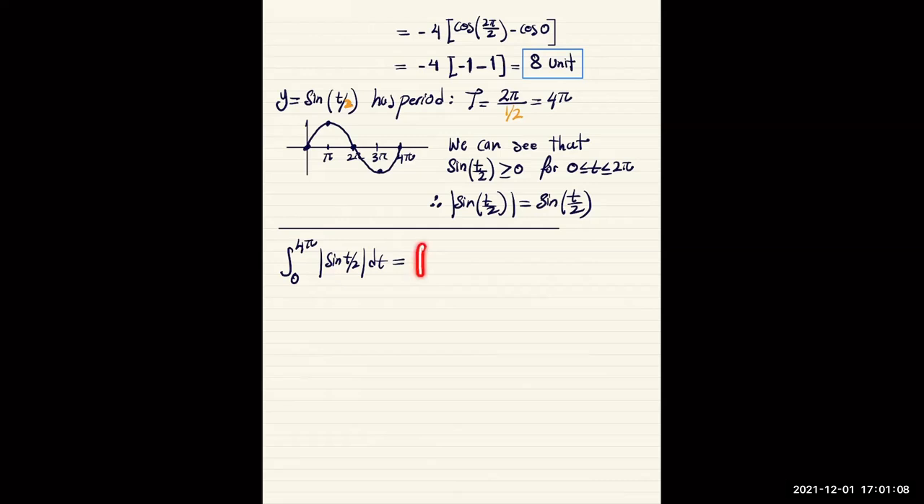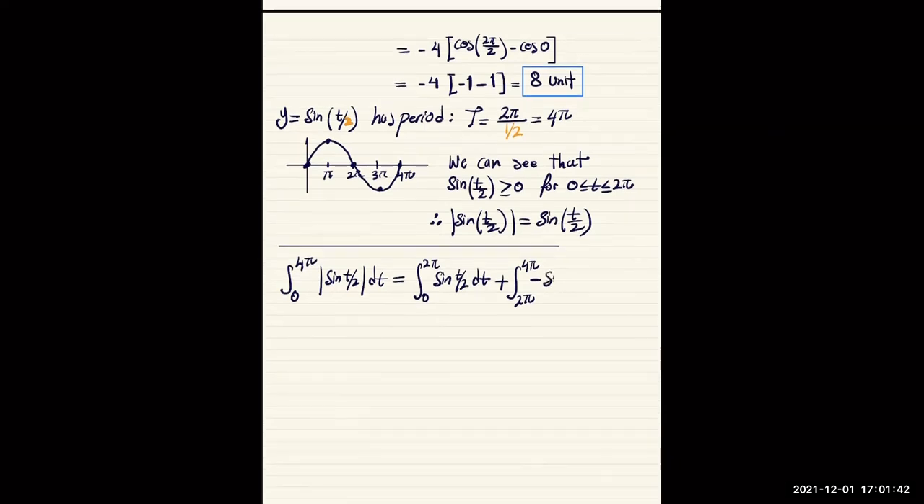You do the integral from 0 to 2 pi of sine of t over 2, and add that to the integral from 2 pi to 4 pi. Now, since here sine is below the x-axis, it's negative, you have to multiply it by another negative. Absolute value of sine of t over 2 becomes negative of sine of t over 2. That's how you do it. You break it up like that. Does that make sense, Ahmed?